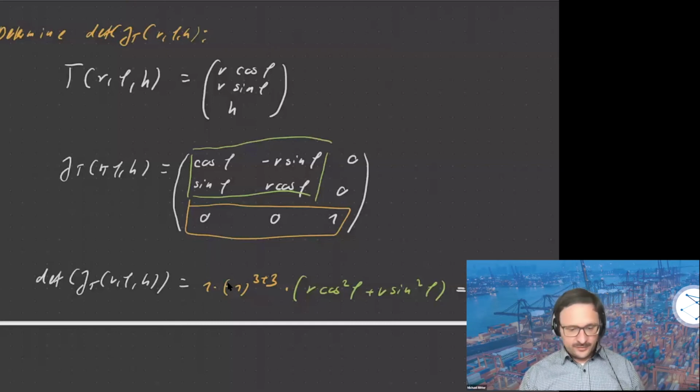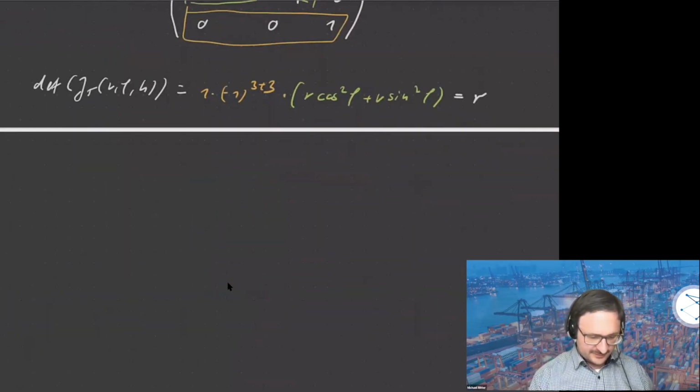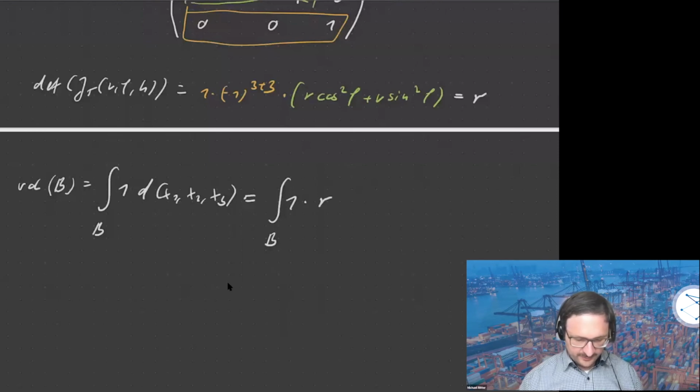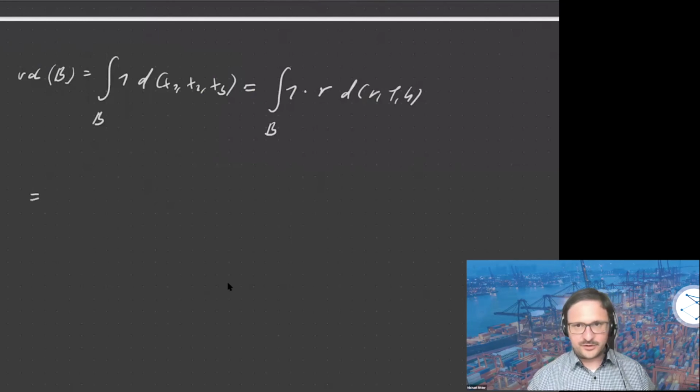Okay, so we are ready to compute the volume now. So the volume of B is the integral of 1 over B dx1, x2, x3. And that is equal to the integral of 1 times r. So this is the absolute value of the determinant of the Jacobian, d(r, phi, h) in cylindrical coordinates. And that means we just have to do this integration.